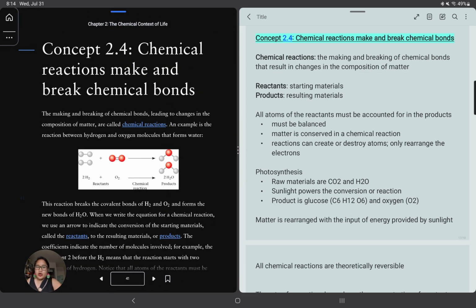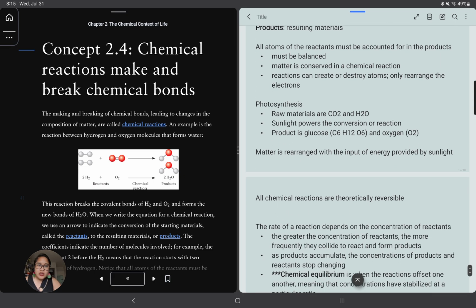Okay, so that was a very short one. Let's just go over the notes really quickly. Chemical reactions: the making and breaking of chemical bonds that results in changes in the composition of matter. Reactants: starting materials. Products: resulting materials. All atoms of the reactants must be accounted for in the products. It must be balanced. Matter is conserved in a chemical reaction.